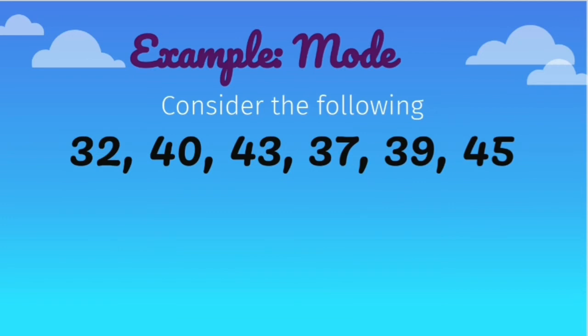Next, consider another set of data. 32, there's only 1, 40, 43, 37, 39, 45. There is no repetition of the data. So that would mean, in this case, we have no mode.